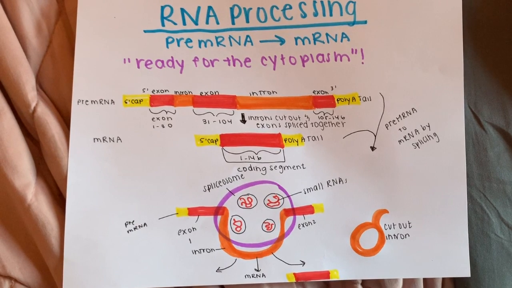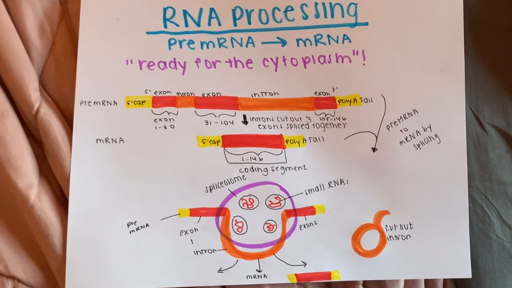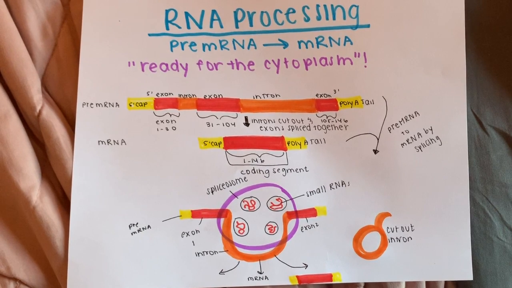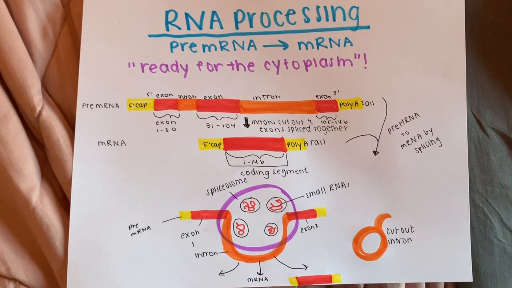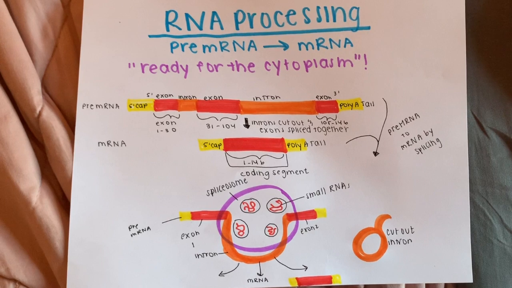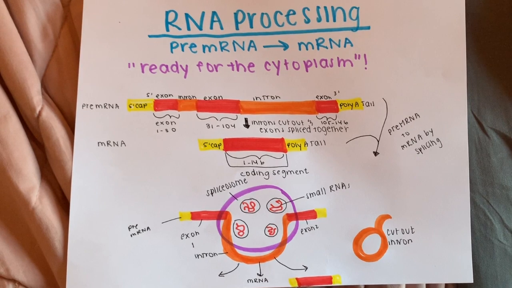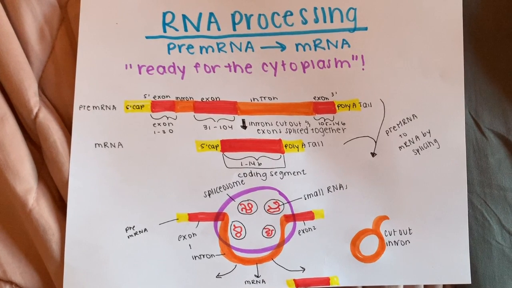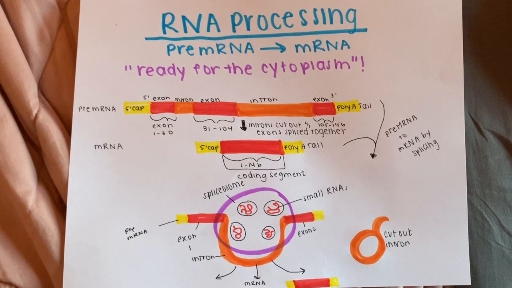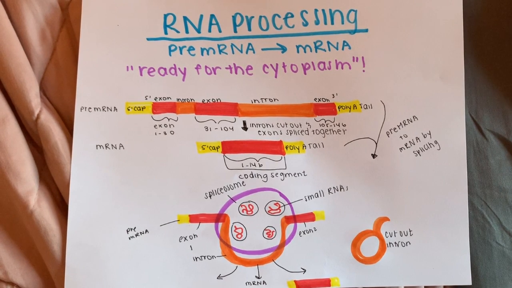In order for the pre-mRNA to turn into mRNA, spliceosomes and ribozymes will carry out a process called RNA splicing. In this process, spliceosomes will catalyze the cutting of the pre-mRNA and the splicing together of the exons. Exons are the sequences that are expressed. After these processes, mRNA will be ready for translation.